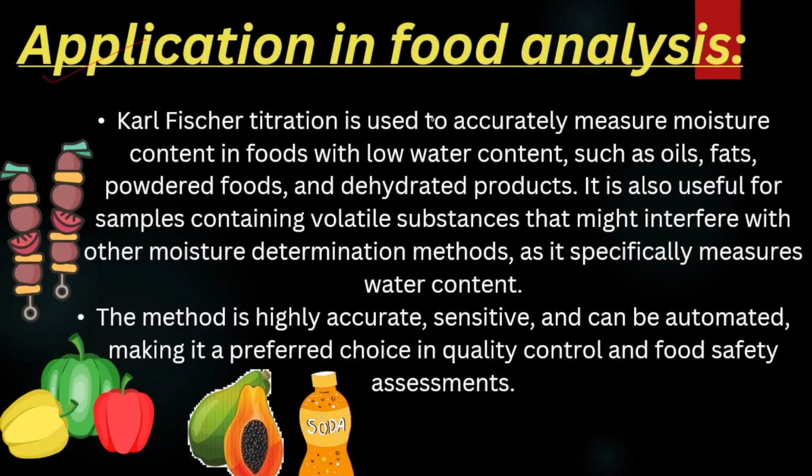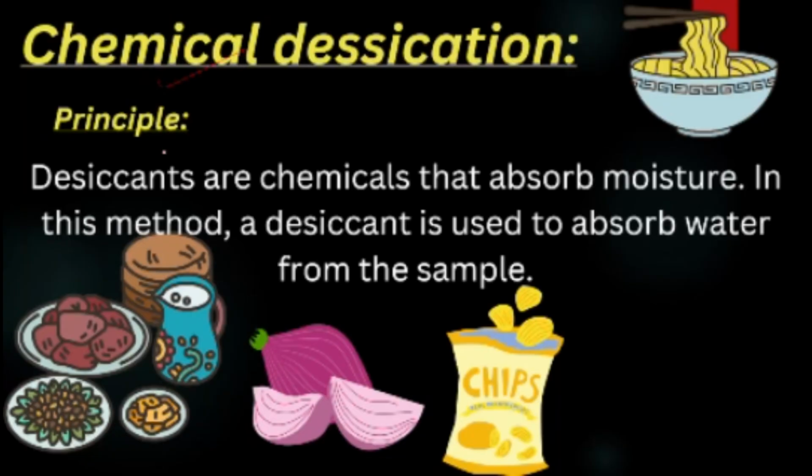Applications in food analysis. It accurately measures moisture content in foods with low water content such as oils, fats, powdered foods and dehydrated products. It is also useful for samples containing volatile substances that might interfere with other moisture determining methods, and it specifically measures the water content. It is highly accurate, sensitive and can be automated, making it a preferred choice in quality control and food safety assessments. Next is chemical desiccation.